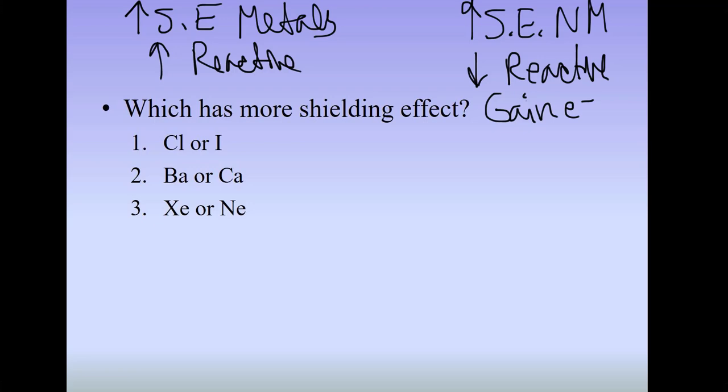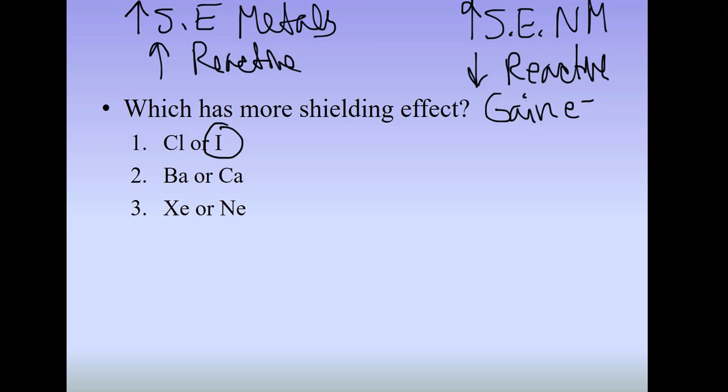Okay. All right, now let's look at our first example. We have chlorine or iodine. Which has more shielding effect, or in other words, which is the larger atom? It would be iodine. So between chlorine and iodine, iodine is less reactive because of the shielding effect. Its nucleus just can't reach out and grab more electrons.